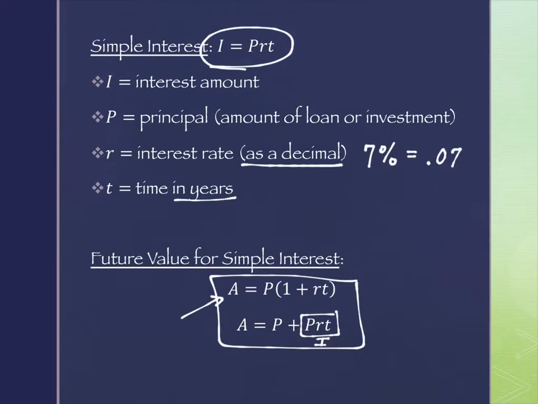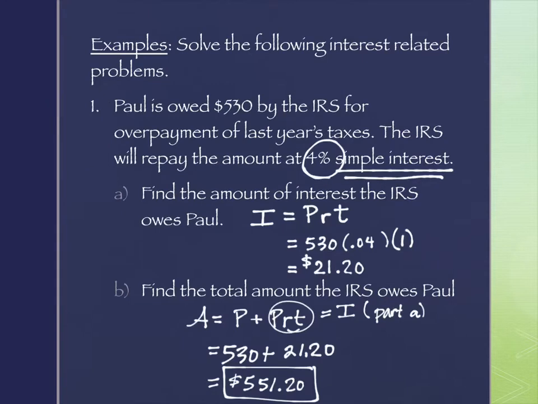Or you could use this formula right here, where you put the 530 here, the 1 plus, and then 0.04, and the 1 right here. So you would just have to calculate it from the beginning instead of having already known the 2120. You'd have to be calculating at the same time. Okay, so this is simple interest.